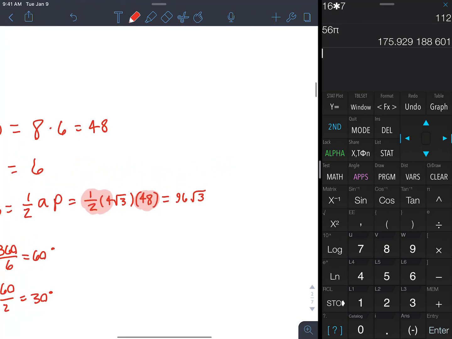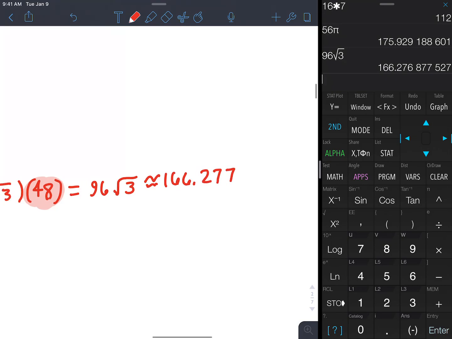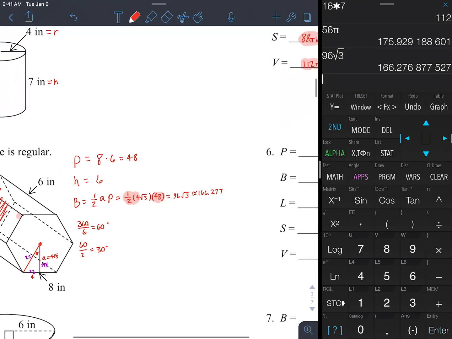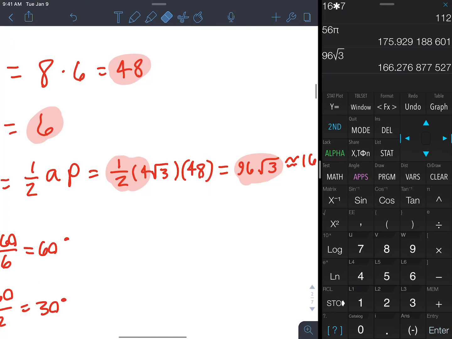Now, if you want the decimal form, you would just type in 96 times square root of 3. Apparently that's about 166.277. Usually I like to go out a couple extra decimal places, because the answers will usually say nearest 10th or nearest 100th. So go out at least to the 1,000th place so your final answers are more accurate. For the purpose of this problem, though, I'm going to use the 48, the 6, and the radical form of 96 square root of 3.